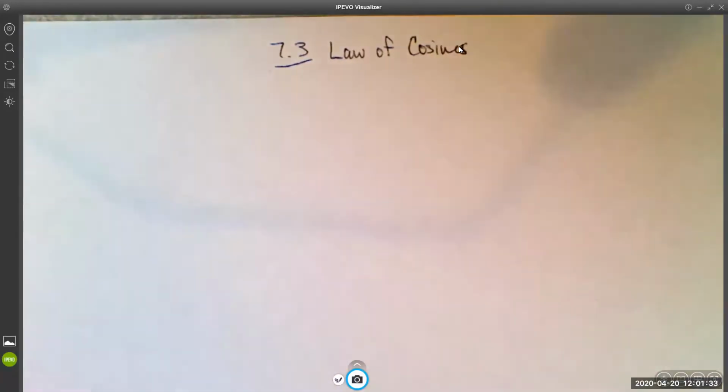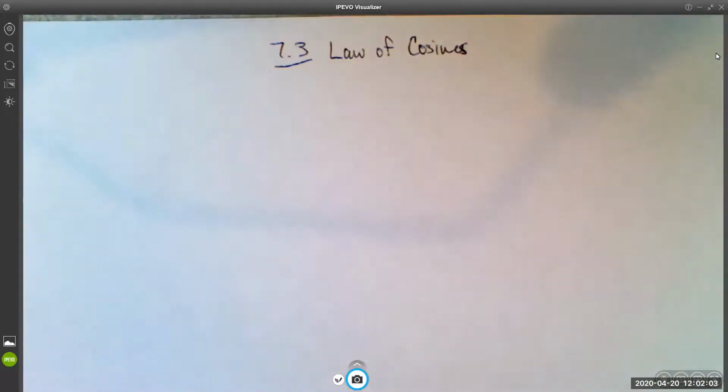All right, let's talk about 7.3, the law of cosines. So we need this law in order to solve the last two cases. Remember back in 7.1, we talked about four different cases, four different types of information you could be given about a triangle. And based on those four different types, we employ different strategies for solving triangles.